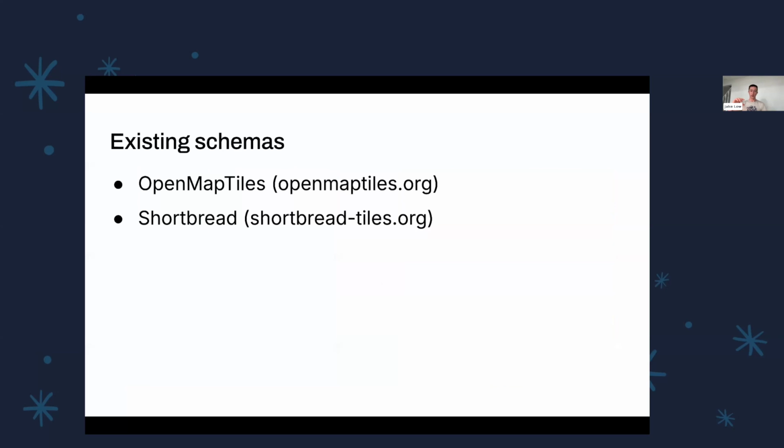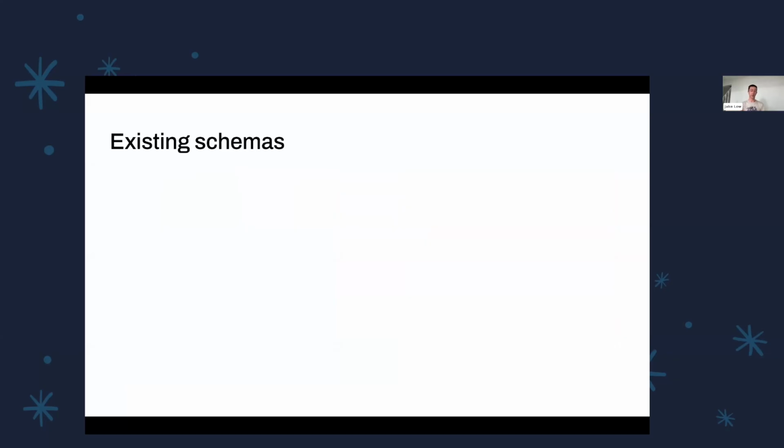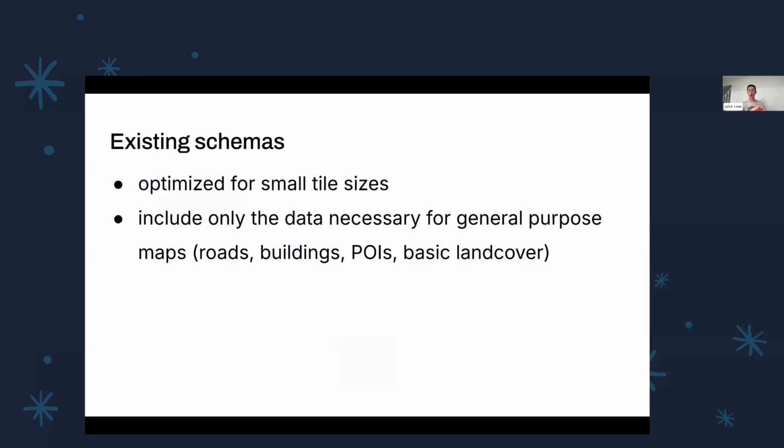Sourdough is not the only open source vector tile schema. There are several existing ones, namely OpenMapTiles and Shortbread, which you may have heard of. So if these already existed, why did I make a new one? And the answer is that these existing schemas all optimize for the same thing, which is small tile sizes for production maps. So they include only the necessary data from OpenStreetMap for making a general purpose map, like the kind you see on Google or Apple, where you have roads, buildings, certain classes of POIs, and maybe basic land cover data. They also reorganize and normalize OpenStreetMap data to try and make it easier for map makers to consume.